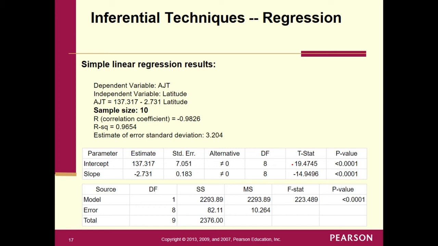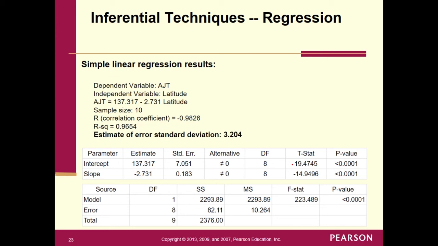Okay, then we had our sample size of 10, and we have our correlation coefficient of negative 0.9826. So that's a strong correlation coefficient, right? That's indicating a very strong negative relationship between these two variables. We had an R squared of 96.54%. That's a high R squared. We talked about R squared in depth in Intro 1.